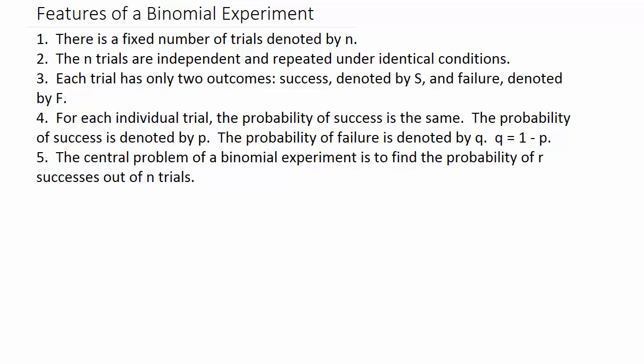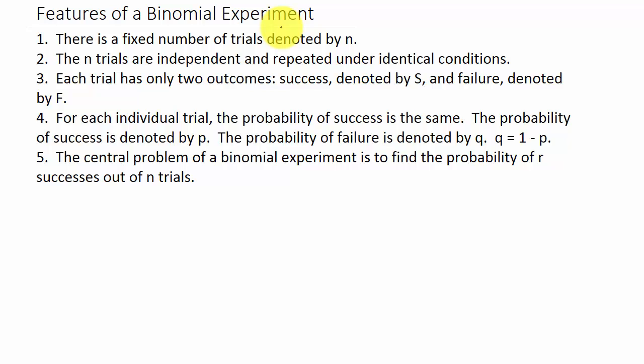Alright, so in this video we're going to look at finding probabilities, and we have a binomial distribution, or a binomial experiment. So let's look at the features of a binomial experiment. There's a fixed number of trials denoted by n. So there's a certain number of things you test. The n trials are independent and repeated under identical conditions.